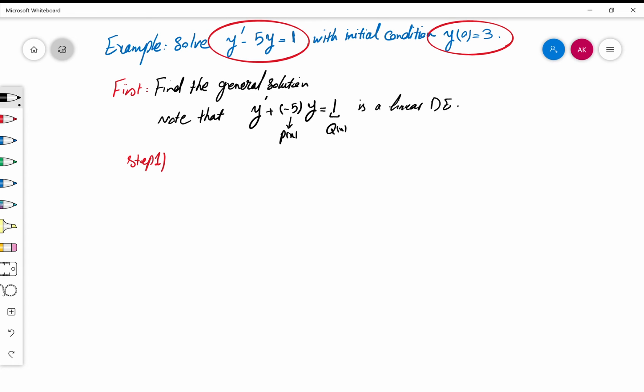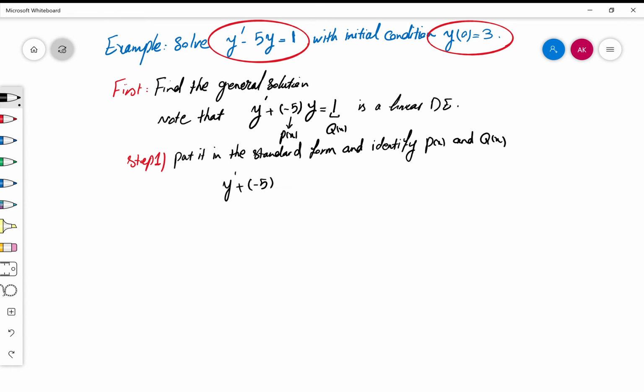So we need to basically write it in the standard form, put it in the standard form, and identify p(x) and q(x). So here, well, we already did this, y prime plus -5y equals q(x) equals 1. That means that p(x) is -5 and q(x) is 1.